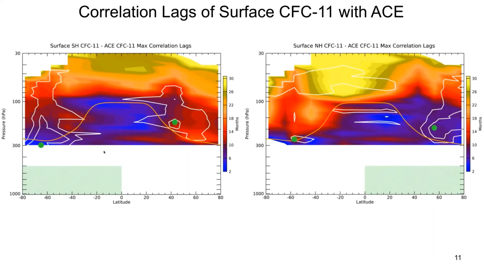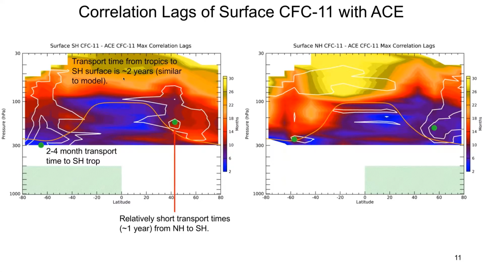I'll go to the lags. So again, the southern hemisphere on the left, northern hemisphere on the right. Just note that, of course, it's a very fast transport time from this tropopause region, 2 to 4 months down to affect the southern hemisphere troposphere. The transport time from the tropics to the southern hemisphere surface is about 2 years on average. This is very similar to the model, actually. So nice justification of the model results.